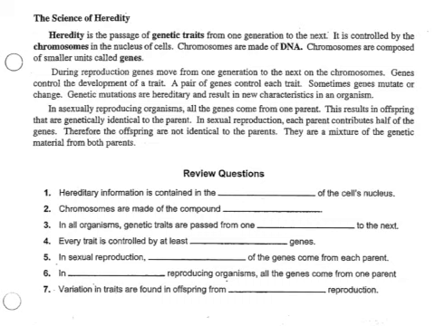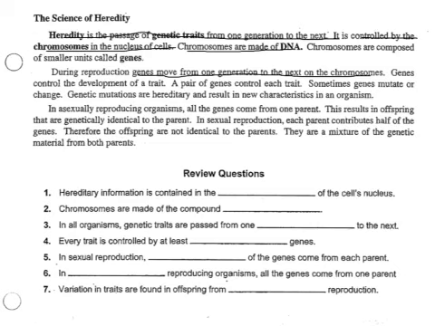The science of heredity. Heredity is the passage of genetic traits from one generation to the next. It is controlled by the chromosomes in the nucleus of the cell. Chromosomes are made of DNA, which is a compound. Chromosomes are composed of units called genes. During reproduction, genes move from one generation to the next on the chromosomes.